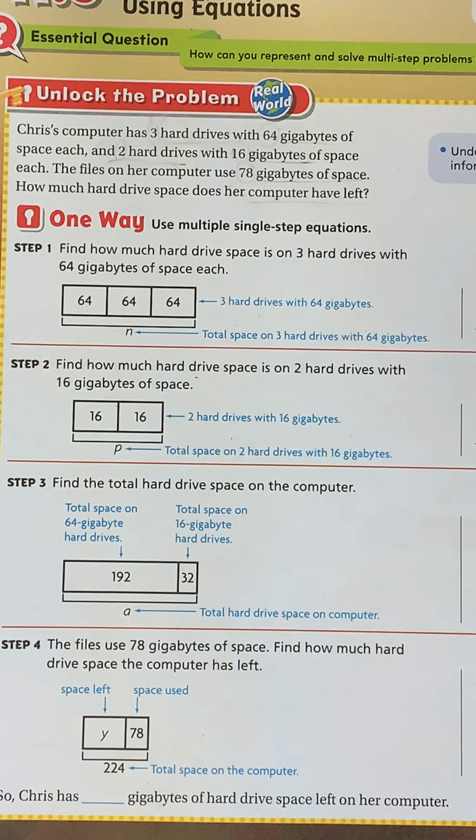All right, it says Chris's computer has 3 hard drives with 64 gigabytes of space each, and 2 hard drives with 16 gigabytes of space each. The files on her computer use 78 gigabytes of space. How much hard drive space does her computer have left?